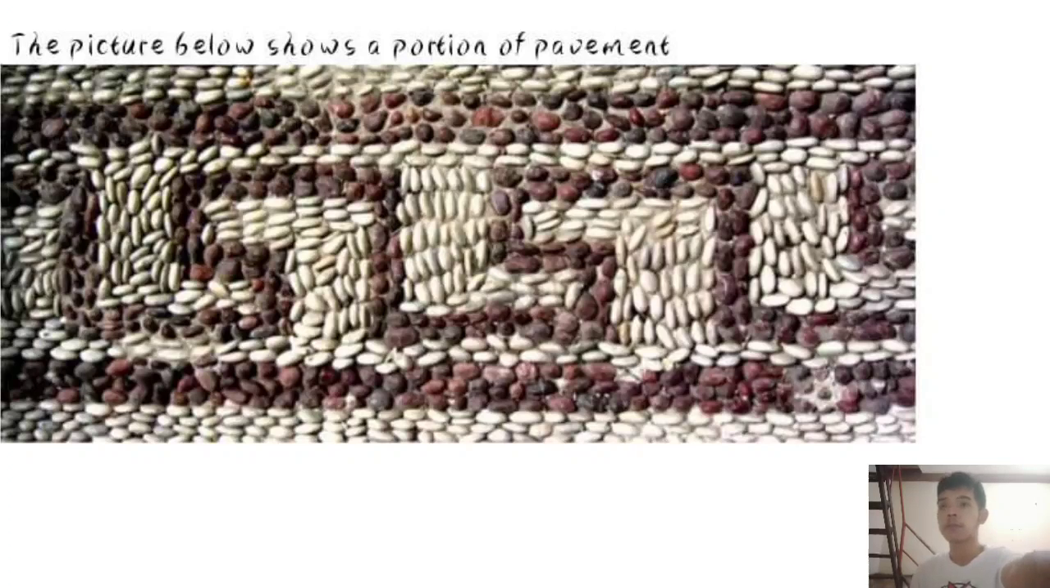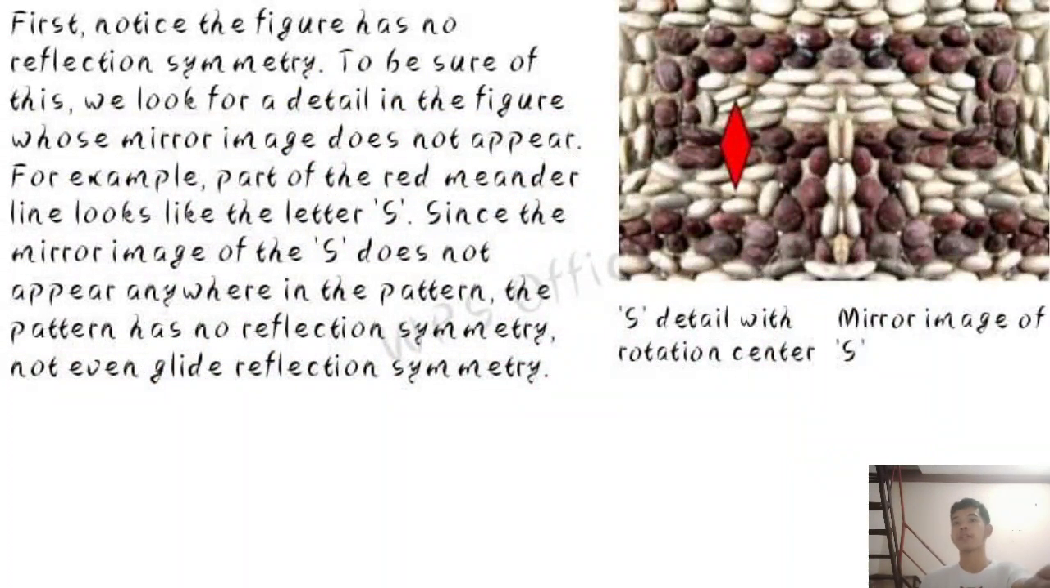The picture below shows a portion of pavement. Notice the figure has no reflection symmetry. To be sure of this, we look for a detail in the figure whose mirror image does not appear. For example, part of the red meander line looks like the letter S, and the mirror image of the S does not appear anywhere in the pattern. The pattern has no reflection symmetry, not even glide reflection symmetry.